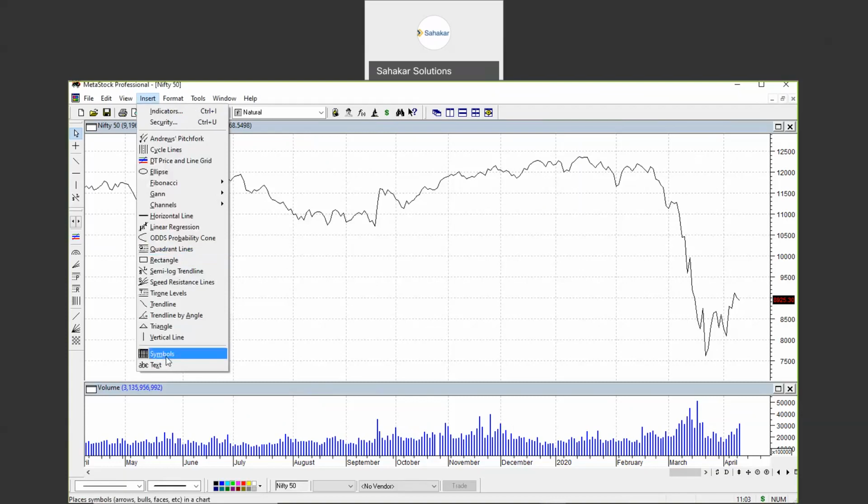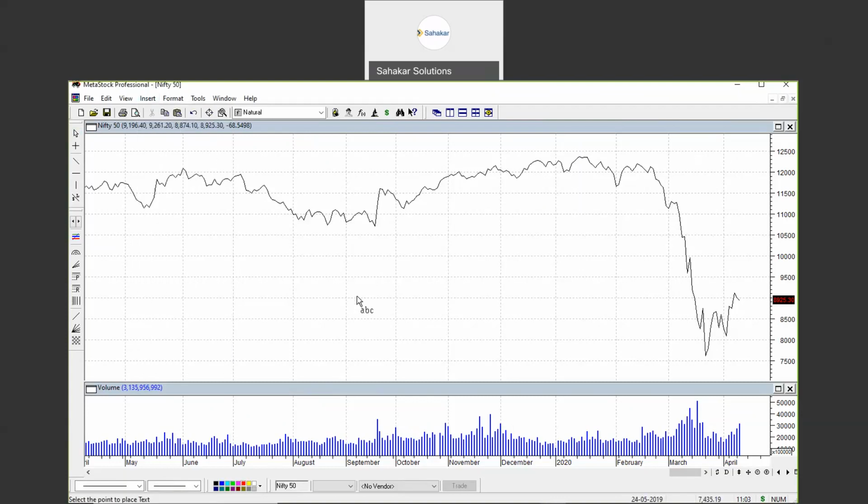Here I will add the text. And then we will have the second one. The same information is present in a different format. This is called as bar chart.